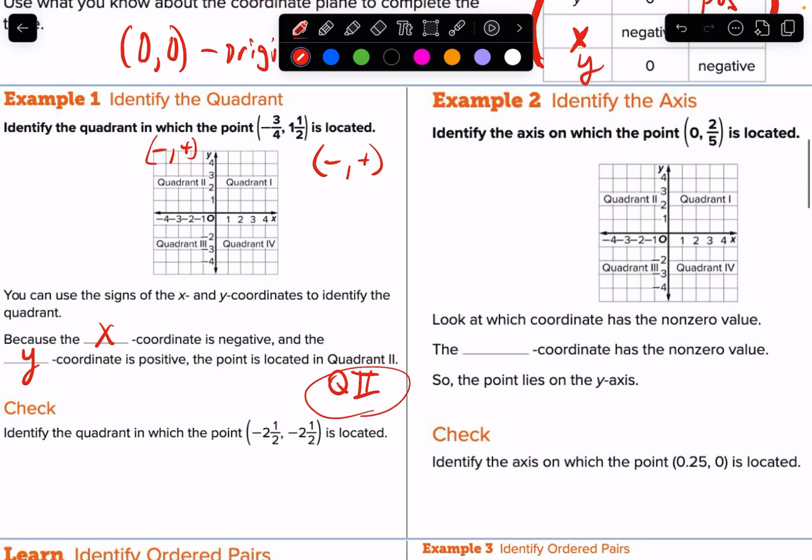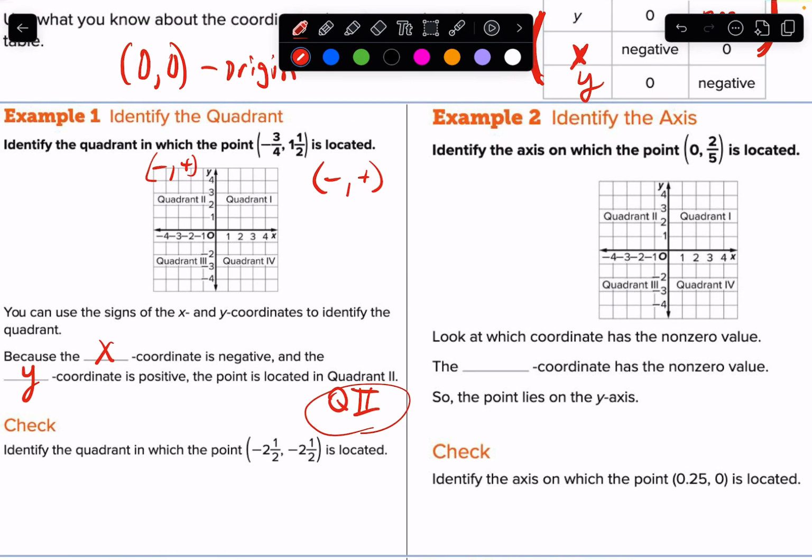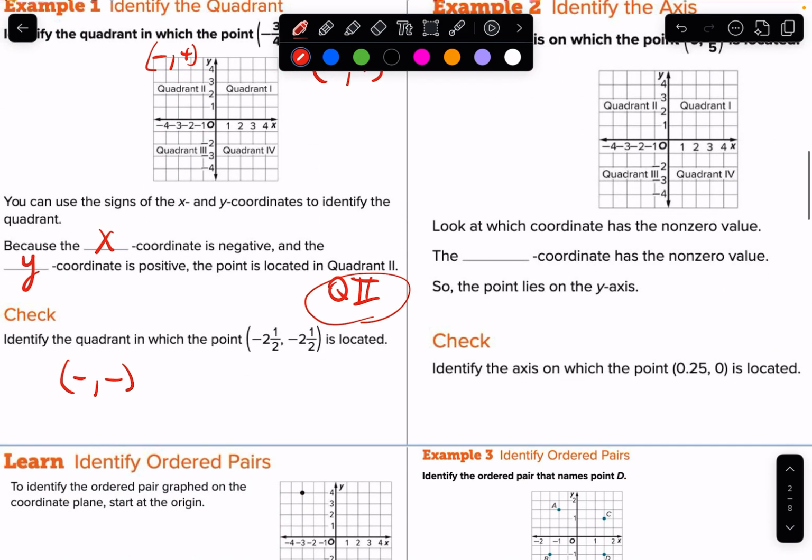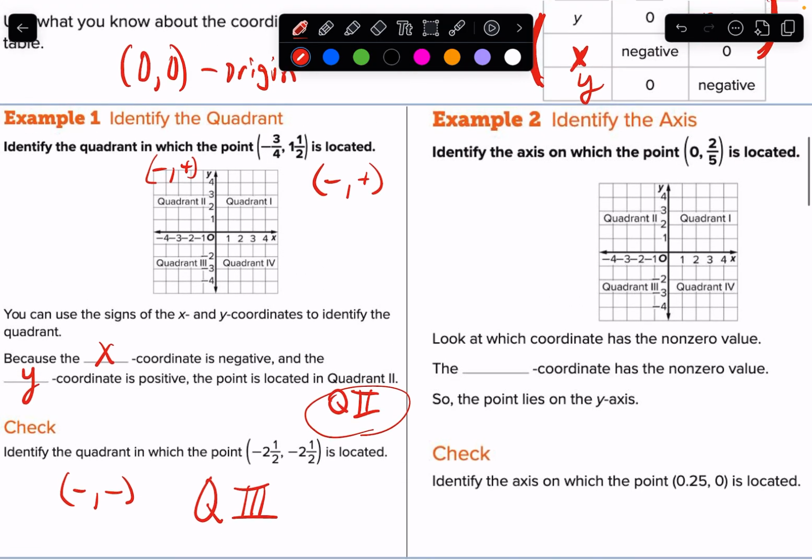So identify the quadrant in which the point -2.5, -2.5 is located. Okay, now pause for a second, see if you can figure out what quadrant it is, then press play and let's see if you're right. Okay. We've got a negative, negative. Let's go back up and look at our little chart. Negative, negative was in quadrant 3, so that'd be Q3. That's what we're looking at right there, Q3.